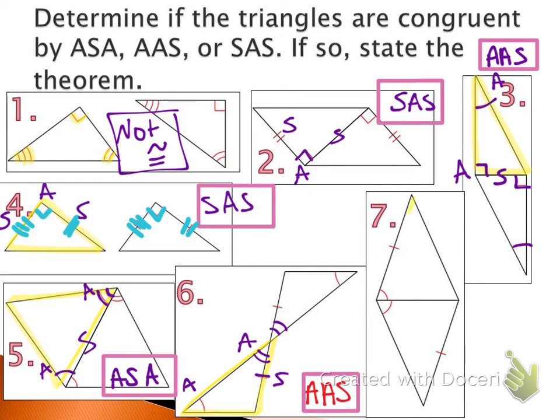So let's talk about number 7. It's a trick question. You got a side congruent to a side. Are they in the same spot? No. Okay, let's keep going.